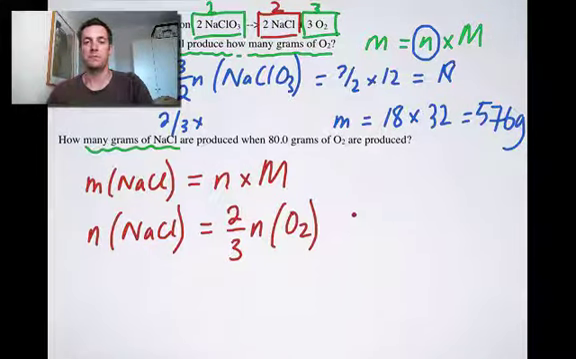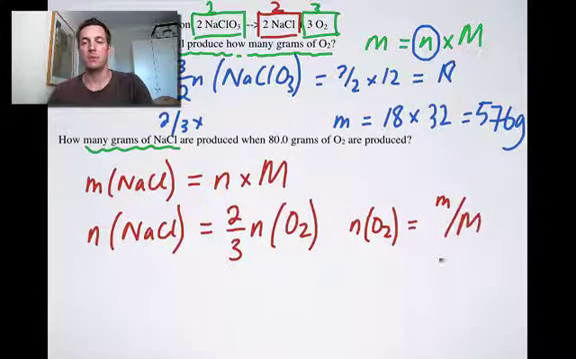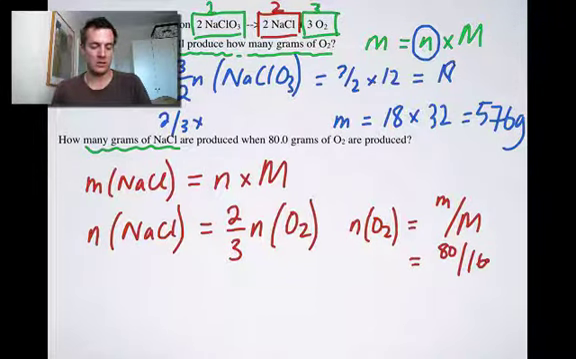So I've got to find the number of moles of oxygen, the number of moles of O2. I know a formula for that. That's little m over big M, which in this case equals 80 over 16. 80 divided by 16 is 5. You should be able to do that in your head, but I didn't. And so we know the number of moles of oxygen.